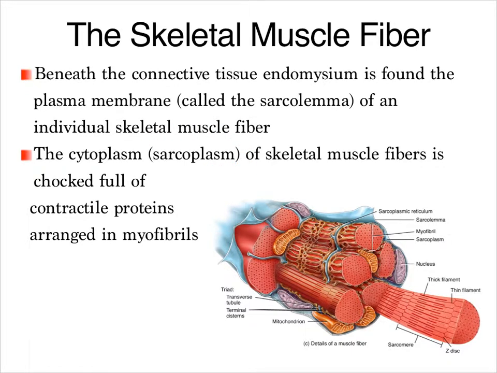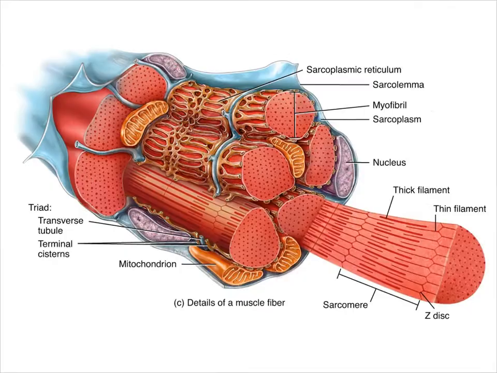Inside the sarcolemma, we have the cytoplasm of the cell, and that cytoplasm is called the sarcoplasm. It's going to be full of contractile proteins arranged in what are called myofibrils. So each of these bundles of contractile proteins is a myofibril, and the nuclei are going to be squished off to the side, and the mitochondria will either be squished off to the side or squished in between the myofibrils. Now, taking a blow-up view here, you can see that there's actually a lot of complicated stuff going on inside here.